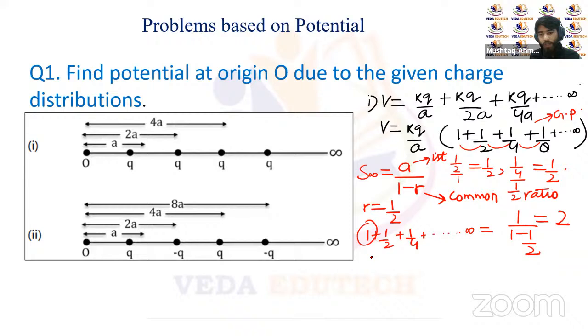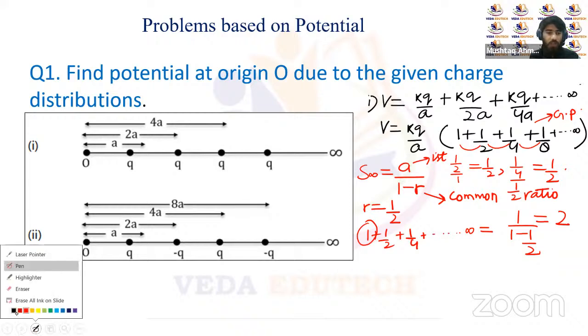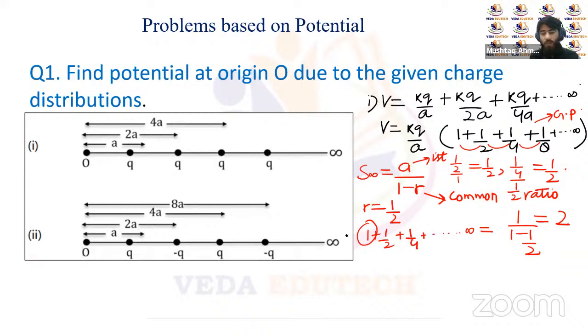It means our potential V at O, because of this series, for case first, will be equal to 2 times kq over a. So this will be the potential at origin O because of this infinite charge distribution.